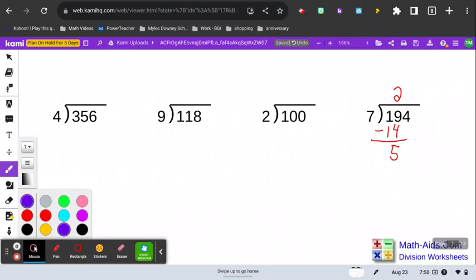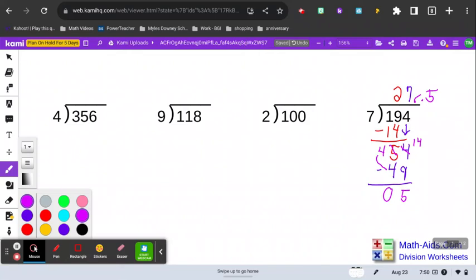And then I'm going to drop down the next number, which will be a 4. So now I know 7 times 9 is 63, 7 times 8 is 56, 7 times 7 is 49. So then do some subtraction here. I would need to borrow because 4 is smaller than 9. So I'll borrow from the 5, change that to a 4, and change this to 14. 14 minus 9 gives me 5, and 4 minus 4 gives me 0. So this would be remainder of 5. Some of them have remainders, some of them do not.